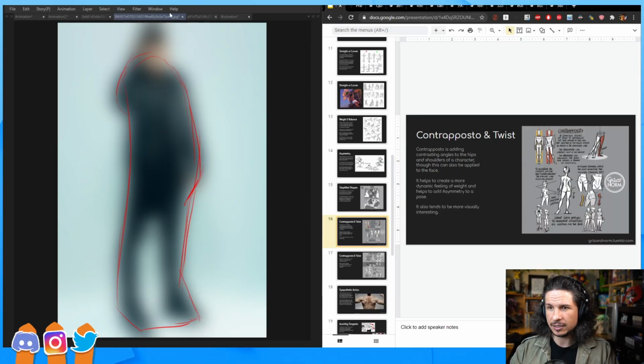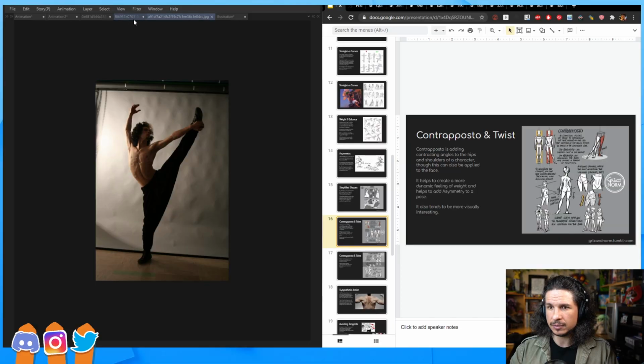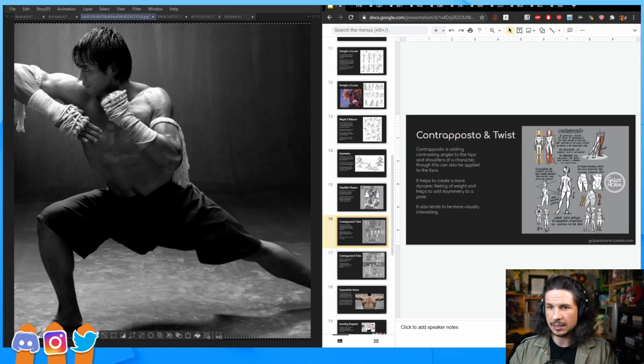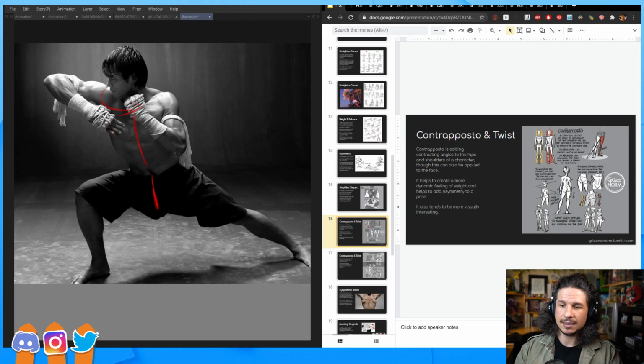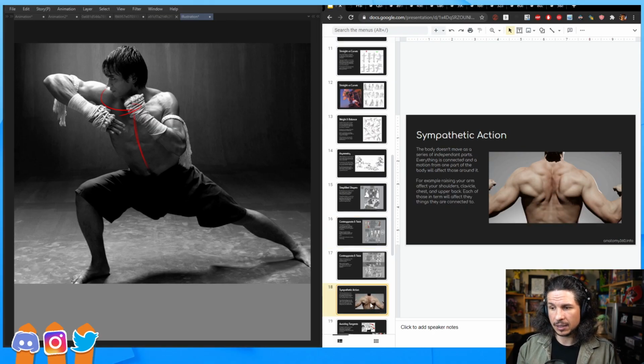Let's see if we have a good pose that's easy to see. Of course, we saved all the ones that were wearing black pants. But look for that twist and the contrapposto. That'll help you really push that visual interest in your posing.